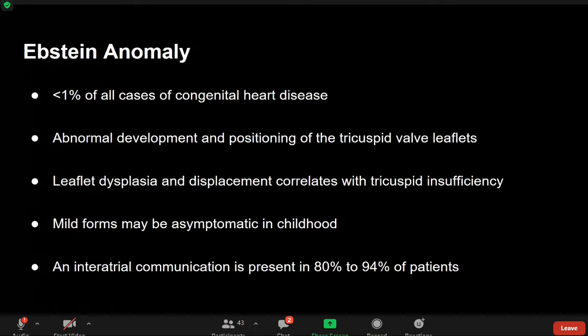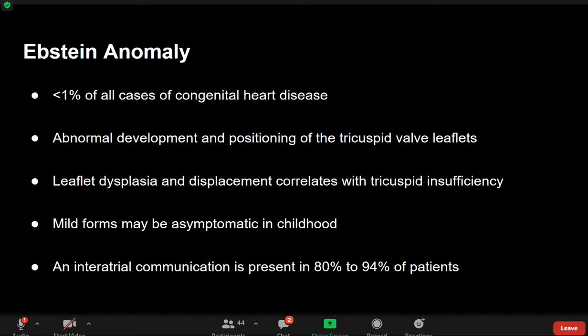Ebstein anomaly is relatively uncommon. It's characterized by dysplastic tricuspid valve leaflets, and the degree of dysplasia of the valve leaflets correlates with tricuspid insufficiency.